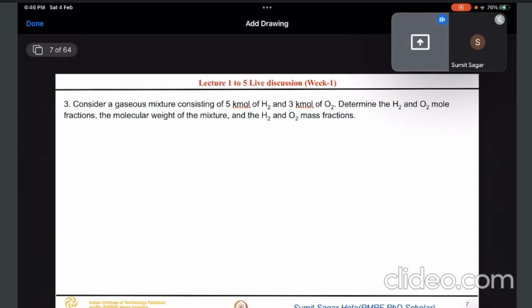It should be noted that all the questions are from chapter 2 of the Turns, Introduction to Combustion, 3rd edition book, 2017. So all the questions are from chapter 2. You can check all the questions are there. Some of the questions I just solved, and those questions are mostly related to our lecture 1 to 5 subjects. All are mentioned here. So let's proceed further for the third question.